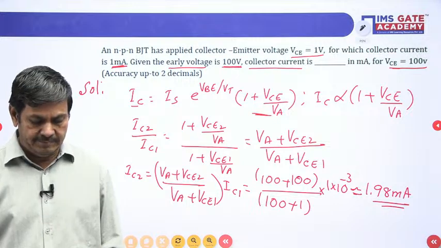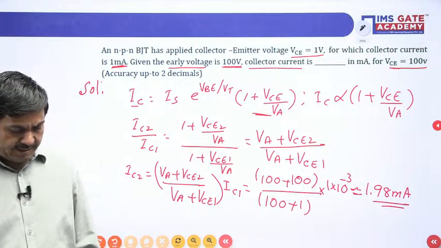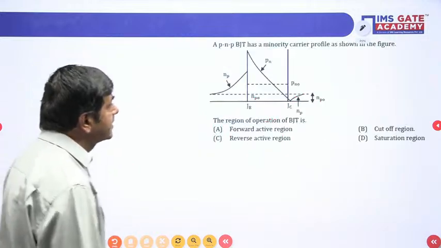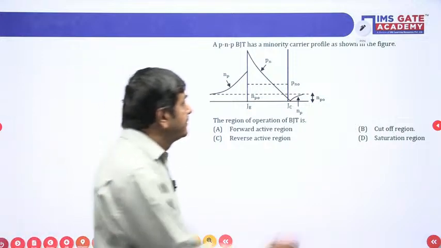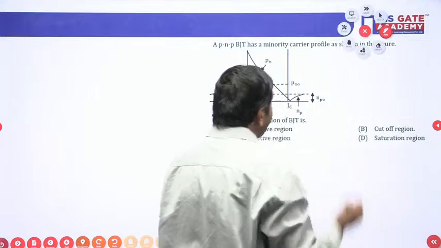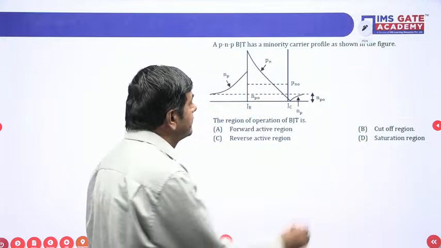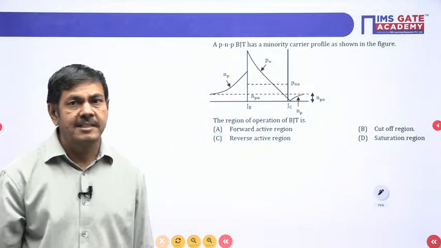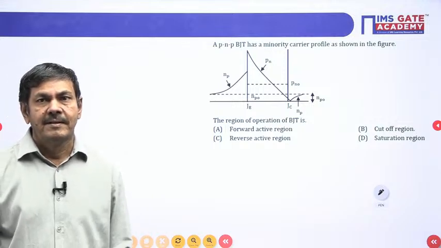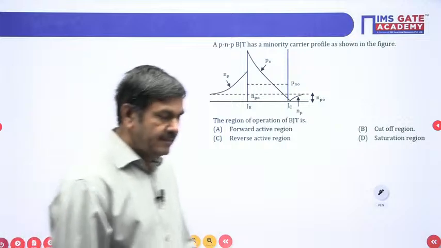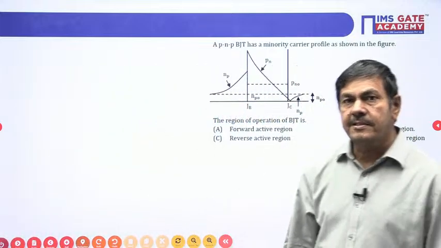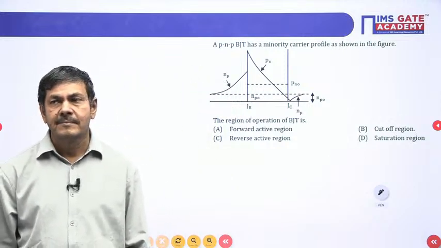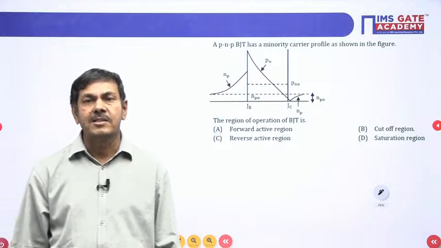That way we can tackle it. Next question. One more good question I will give. Please try this question. It's a very simple question. Anybody can do it, I hope. Any student can give the answer for this question. Logically we can complete it. Not required any formula here.